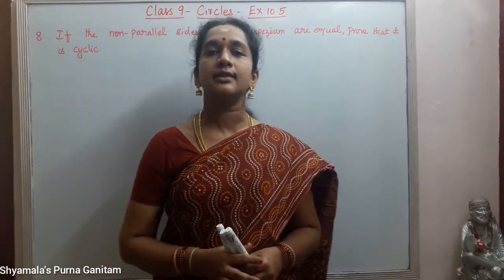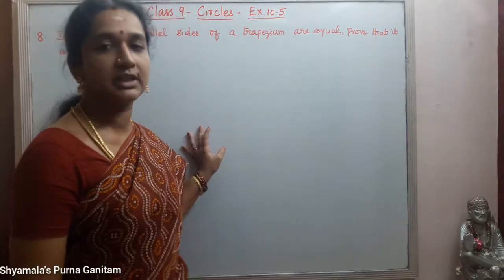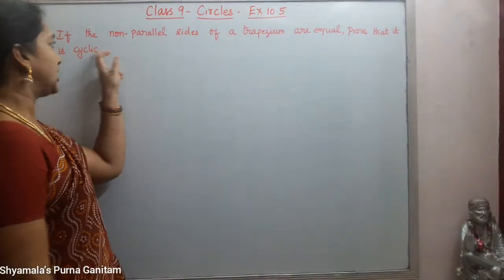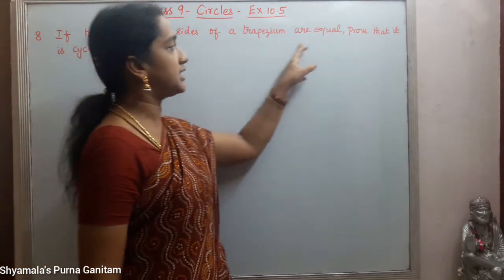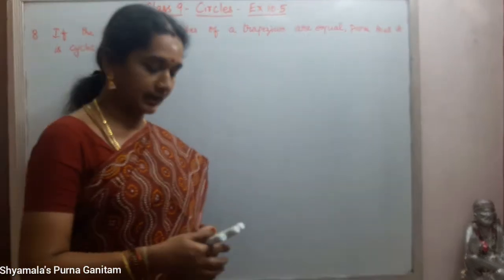Already 4 exercises I have completed. In the 5th exercise I have completed 7 sums. I will continue with the 8th one. If the non-parallel sides of the trapezium are equal, prove that it is cyclic.